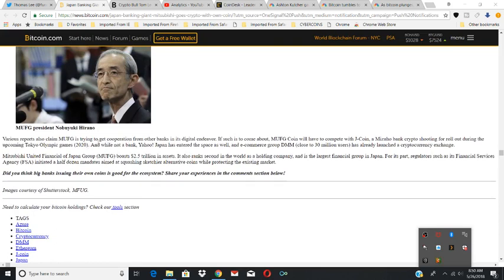Various reports also claim that MUFG is trying to get cooperation from other banks in its digital endeavor. If such were to come about, the MUFG coin will have to compete with J-Coin, a Mizuho bank crypto shooting for rollout during the upcoming Tokyo Olympic Games 2020. And while not a bank, Yahoo Japan has entered the space as well. And e-commerce firm DMM, with close to 30 million users, has already launched a cryptocurrency exchange. Mitsubishi UFJ Financial Group of Japan boasts $2.5 trillion in assets. It also ranks second in the world as a holding company and is the largest financial group in Japan. For its part, regulators such as the Financial Services Agency initiated half a dozen mandates aimed at squashing scheduled alternative coins while protecting the existing market.